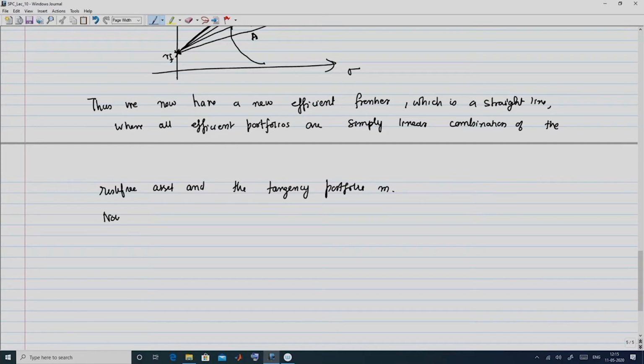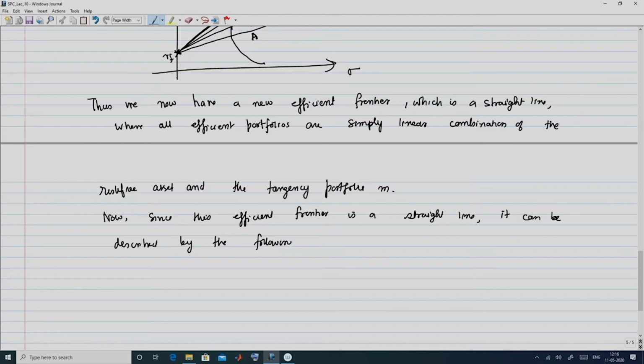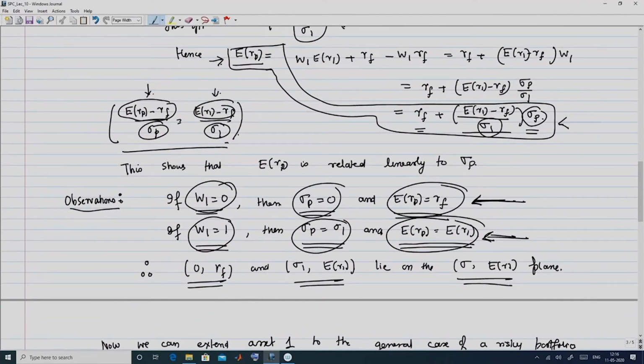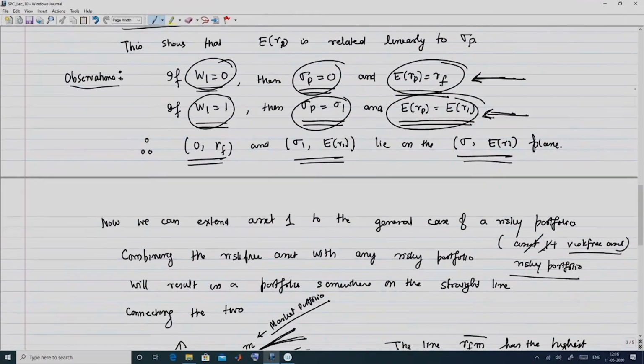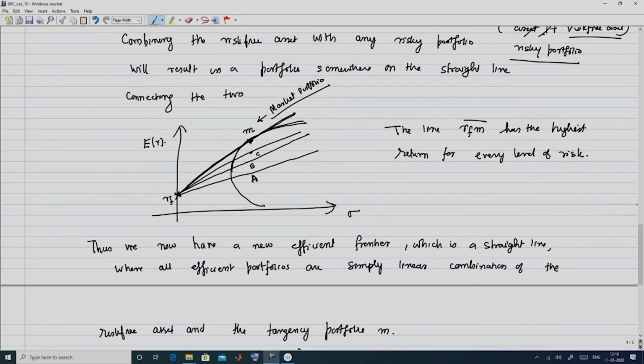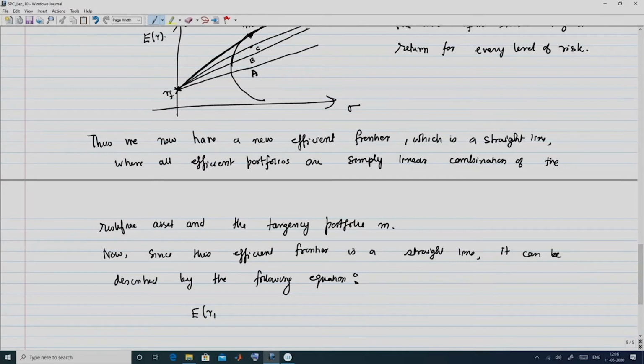Now, since this efficient frontier is a straight line, it can be described by the following equation, and this equation will come from the equation that I had here. So, instead of asset 1, I will now have this tangency portfolio M. Accordingly we will get the expression E of R P is equal to R F plus sigma p, and within brackets, instead of E R 1, I will have E R M minus R F over sigma m.